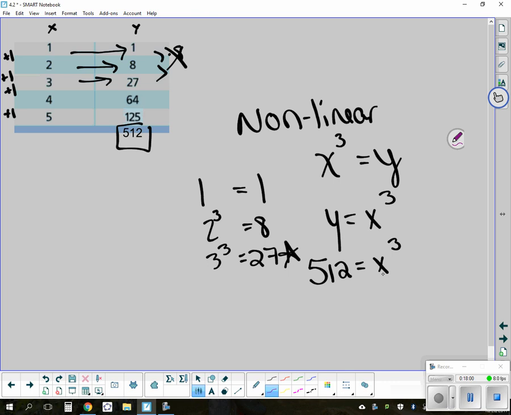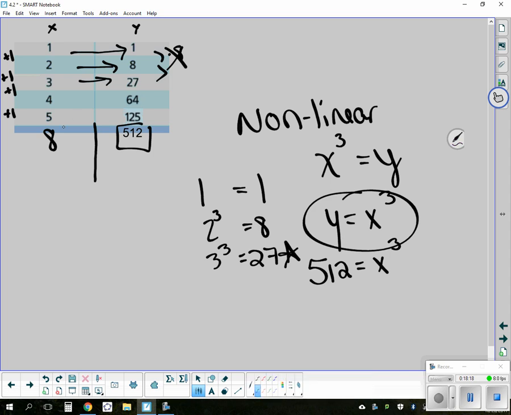If 512 equals x to the third, what number cubed is equal to 512? You could do some guess and check to figure that out, and it wouldn't take you too long. You would find out that it is 8. So continuing that chart on, 8 is your missing number. Here's your equation, and there's your missing number.